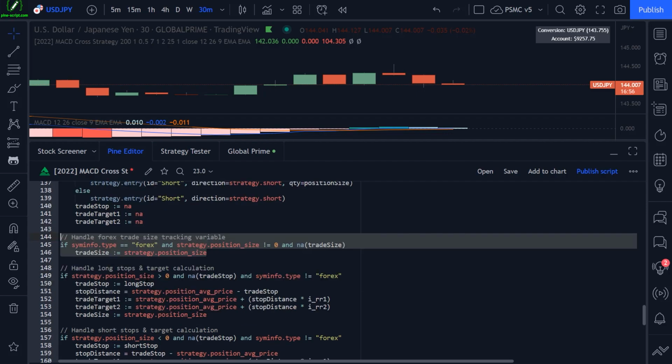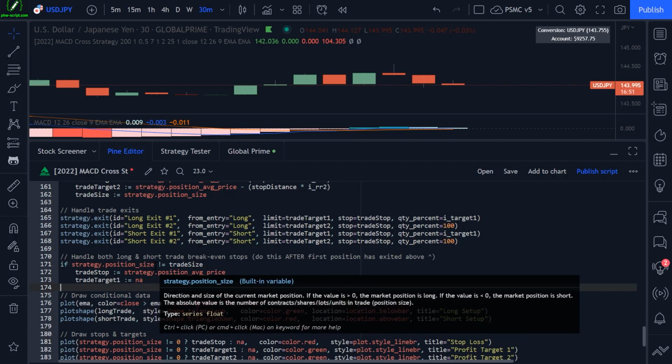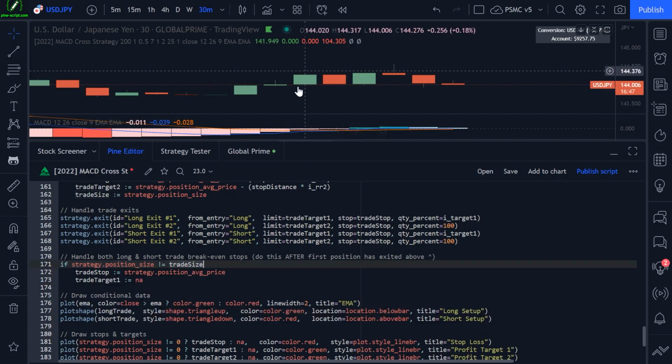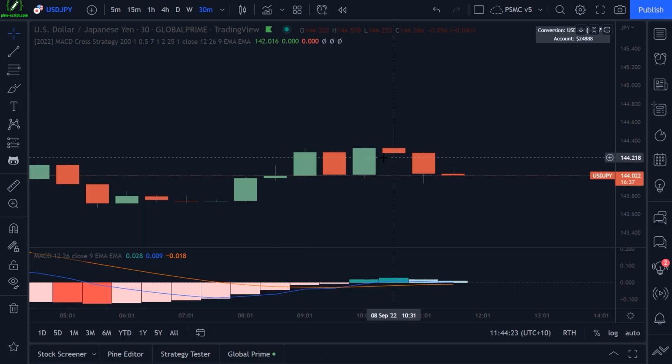This way our break-even code will still work, because remember, our break-even code only executes when our open position size is not equal to the trade size that was opened initially, meaning we closed out a portion of our position. Now if I save this code, hopefully this should work okay. We should be entering positions again.